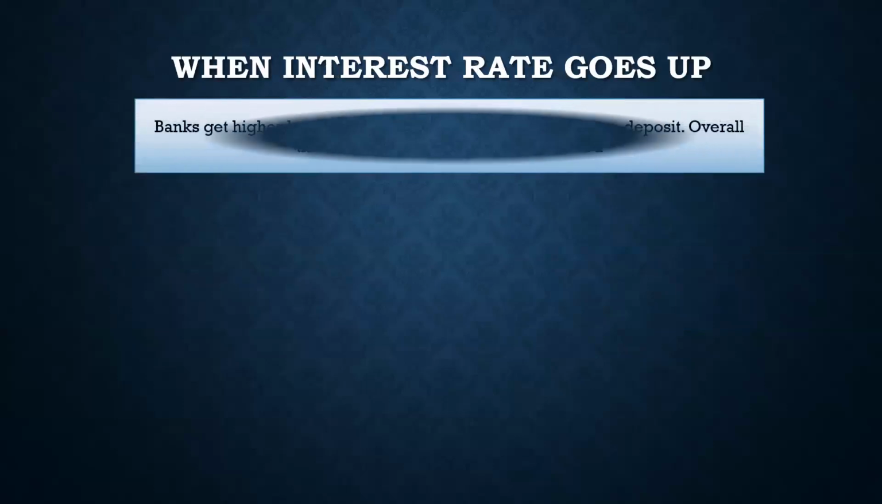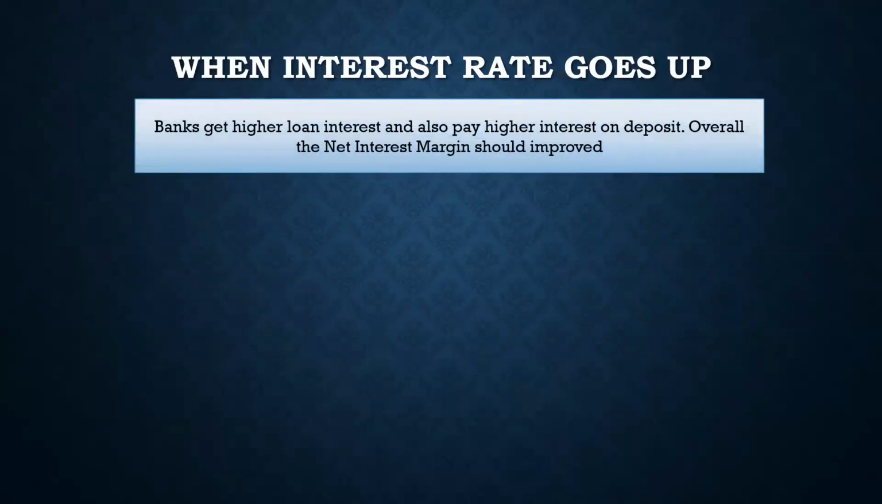So what happens when the interest rate goes up? Banks get higher loan interest because the interest rate goes up. So earlier a bank might be charging 5%. Now it will charge 7%, but that is for the new loan, not for the existing loan, right? That is for the new loan or for the floating loan, right? So unless you have a floating loan or new loan, you will not get that benefit, right? So usually when the interest rate goes up, people will stop taking loans from the bank. That's how it is, right?